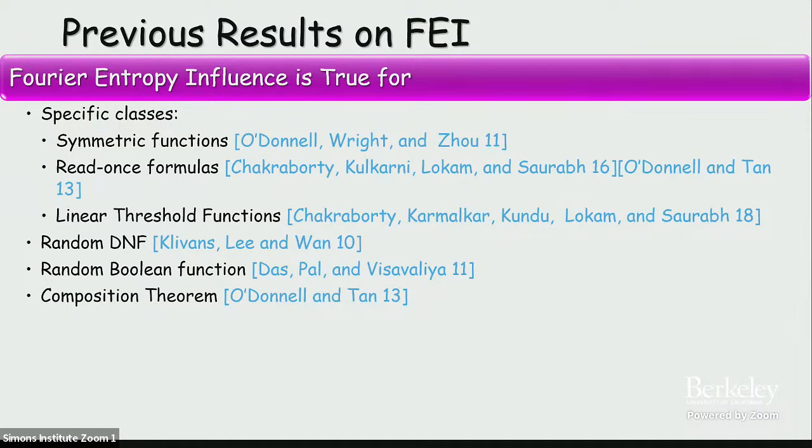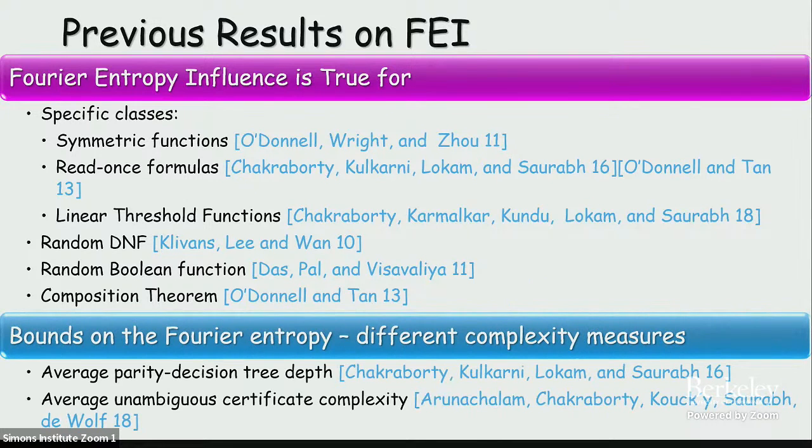Because it's important to know what we know. So we know the Fourier entropy influence conjecture for some specific classes. I will not elaborate what the classes are, but if someone knows them, then it's good to know that we know the FEI for them. So we have symmetric functions, read-once formulas, linear threshold functions. The others, I'm not sure are interesting now.